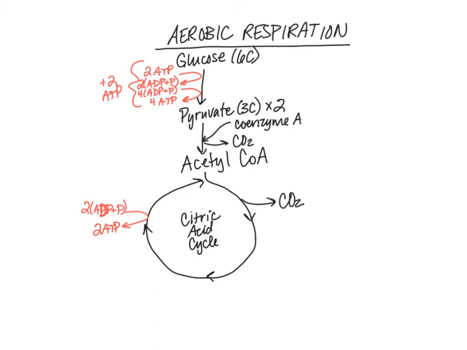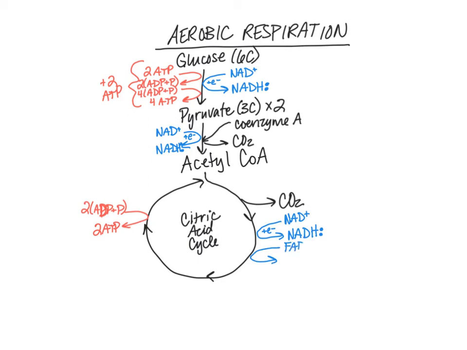Now, in addition to rearranging these carbons and making ATP, we're also doing the redox reactions with our electron carriers. So during glycolysis, NAD plus goes into the reactions where it picks up electrons to form NADH. That also happens during the oxidation of pyruvate, where some NAD plus picks up some electrons to form NADH. During the citric acid cycle, NAD plus again picks up electrons to form NADH. It also happens with another electron carrier called FAD, which picks up electrons to form FADH2.